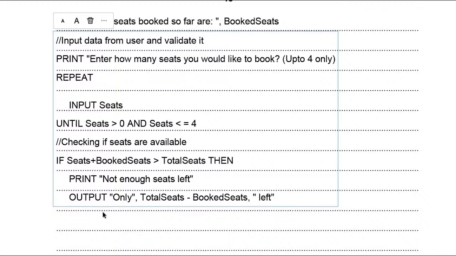Now what this line is going to do, this line is going to tell you how many seats are left. It is going to subtract: total seats contains 200 and booked seats contains the number of seats already booked. Let's suppose 197 or 198 seats are already booked. So when this line runs, it will display only 2 seats are left. Why? 200 minus 198 would be 2.